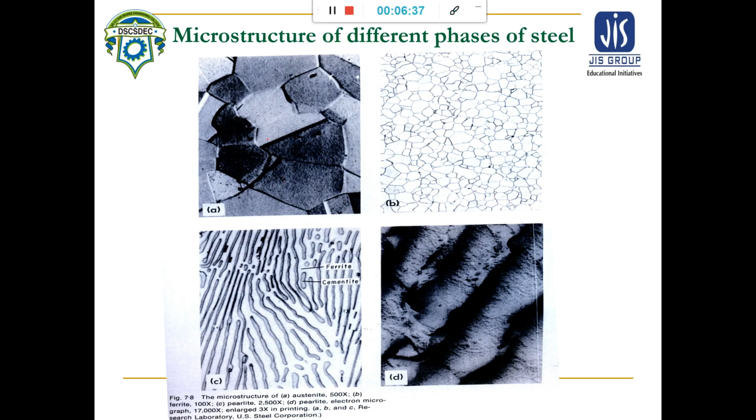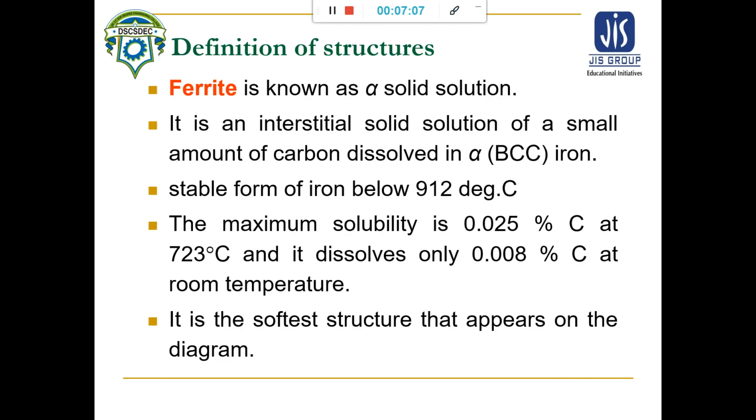With 500x zoom, austenite looks like this, and similarly ferrite at 100x microscope zoom looks like this, and pearlite at 2500x looks like this structure. This is pearlite, and this is also pearlite, but in an electron microscope. So these are the microstructures. Now we will see the definitions.